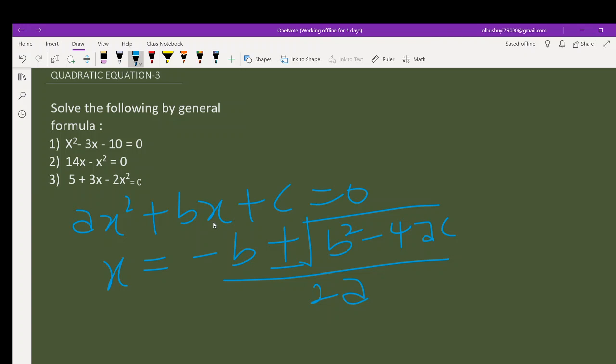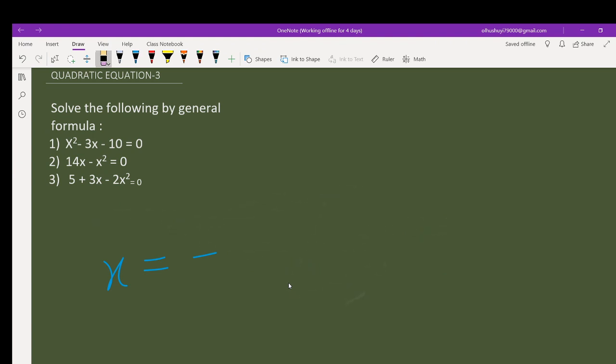Don't forget, when you have a quadratic equation of this form, the coefficient of x squared is your a, the coefficient of x is your b, and c is just a constant, with no variable. You put all these values here, then you are good to go. That's all. Let's solve question 1 and 2.